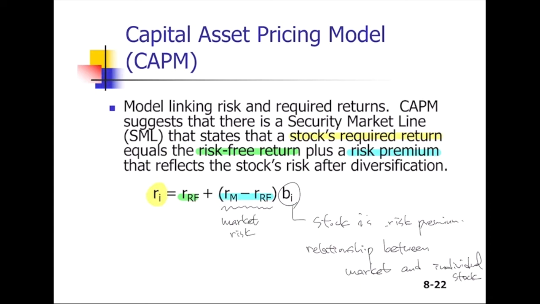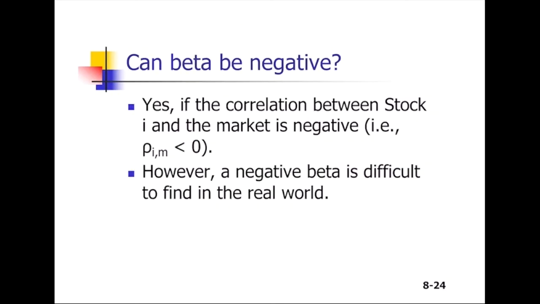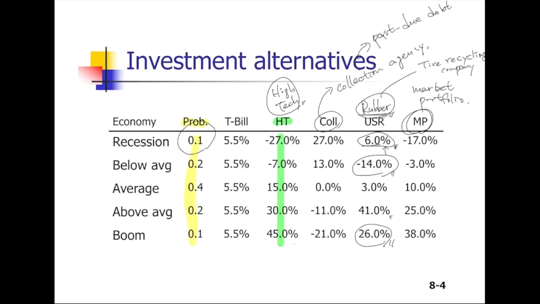When the beta is high, it means it contributes more to this market risk, and investors require more return for this individual stock. Can beta be negative? Yes. If the correlation between stock i and the market is negative, we can have negative beta. For example, rho is less than 0. As you can see, the collection agency's expected return moves the opposite way with the market, right?